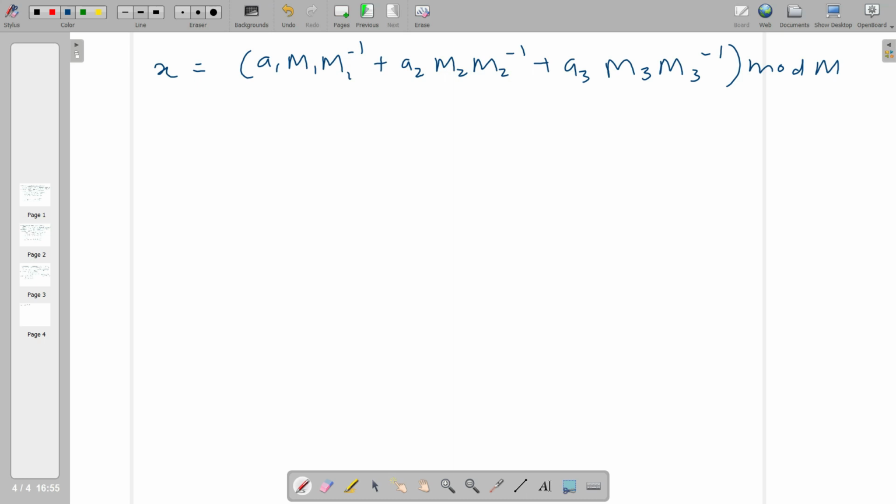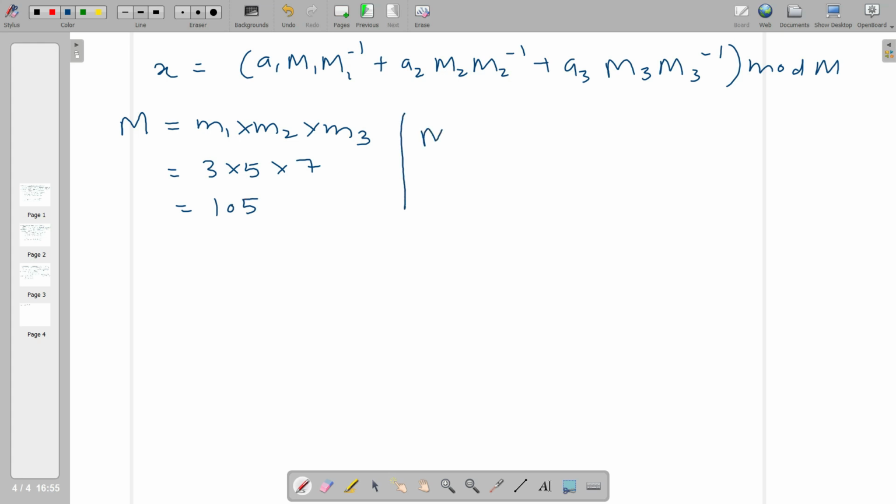So let me tell you the value of capital M. Capital M is going to be m1 into m2 into m3. So in this case it will be 3 into 5 into 7. So it's going to be 105. So capital M is equal to 105.